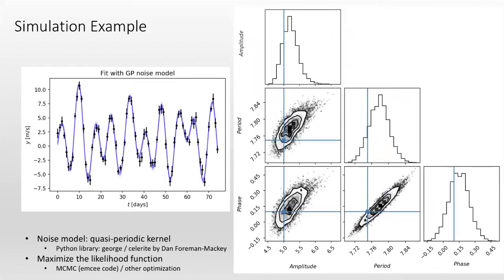So the blue curves are the fits, and the diagram already speaks for itself. These blue lines are the true values, and the centers of these contours are the recovered values. So it's quite close to the true value, about 1 sigma difference. So this is a successful Gaussian process, but that's nothing new here.